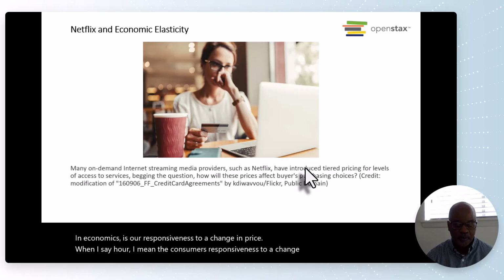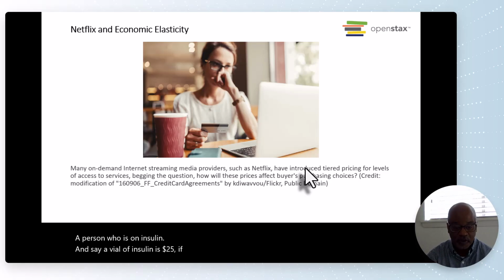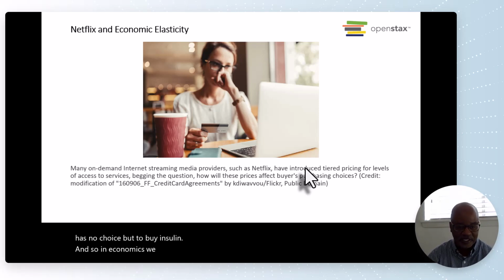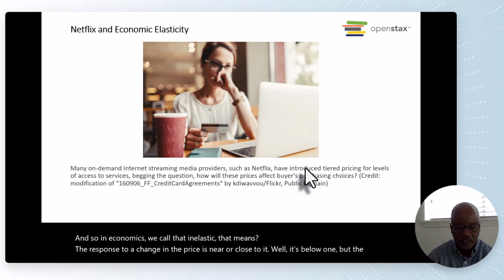For example, a person who is on insulin, and say a vial of insulin is $25. If that price went to $100, the person on life-saving insulin has no choice but to buy insulin. So in economics, we call that inelastic. That means the response to a change in price is below one, but the response is very, very low because it's a life-saving drug.